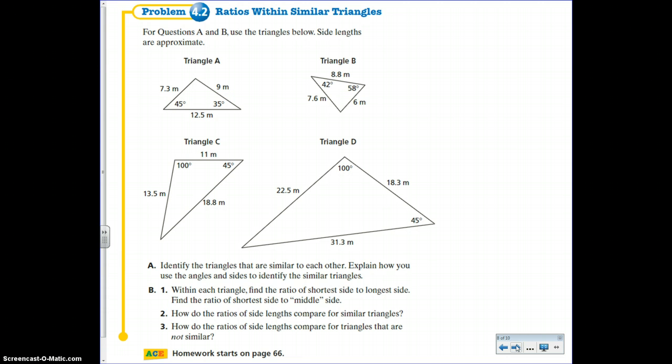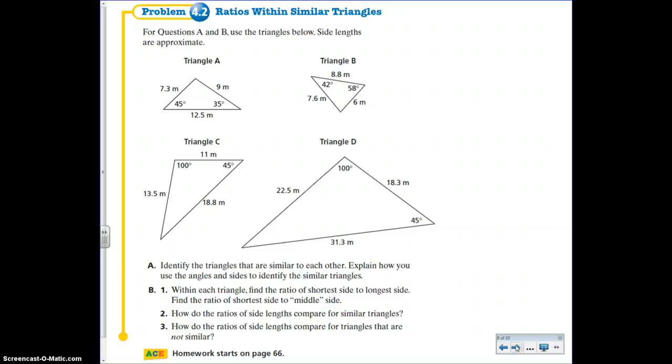We have questions A and B. Question A wants you to find the triangles that are similar to each other. Explain how you use the angles and the sides to identify similar triangles. So don't forget that sometimes, to confuse you, they will rotate a triangle. You need to look carefully at the shapes to see what is similar.